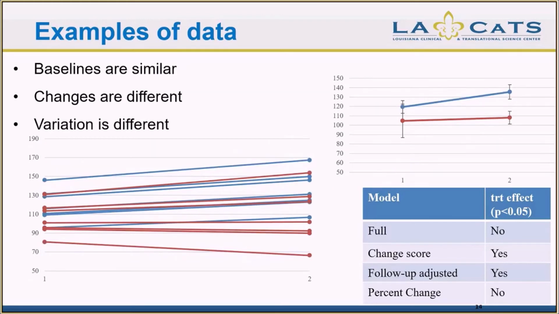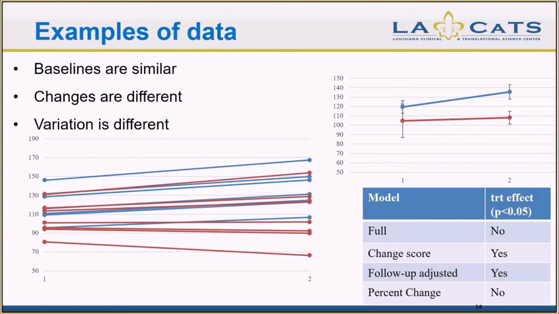So the next set of examples are baselines are similar, change scores are different, and the variation is different. And what I mean by that is the red line at baseline is spread out a good bit more than the blue. And when we look at the mean plot on the right, we can see that the standard error bars I have plotted at each time point, the red are quite wide. So that's telling us we have lots of variation there.